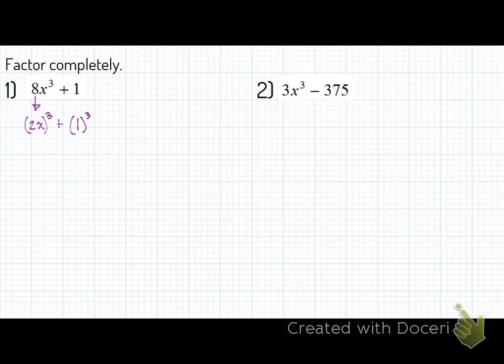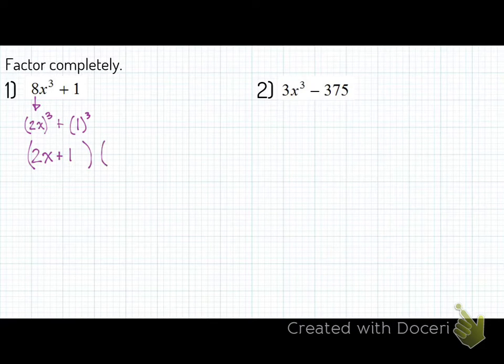We got a first term cubed plus a second term cubed, which is good. We could break this apart now. So looking at my pattern here, I know this is going to fall under the first one because you have a plus sign here, you see? So I'm going to open parentheses, and then we're going to put x plus y. So we got the first term plus the second term, so it's going to be 2x plus 1.